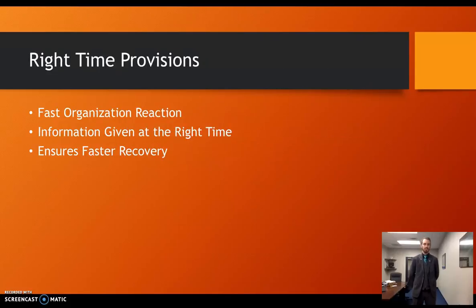Finally, we have right time provisions. Right time provisions ensures that your transparent and two-way symmetrical communication and information are being given to the public and to members of the organization at the right time. It ensures that an organization can react quickly to a crisis. It ensures that information is handed out at the right times, and it ensures that the organization can recover faster from a crisis or a situation.